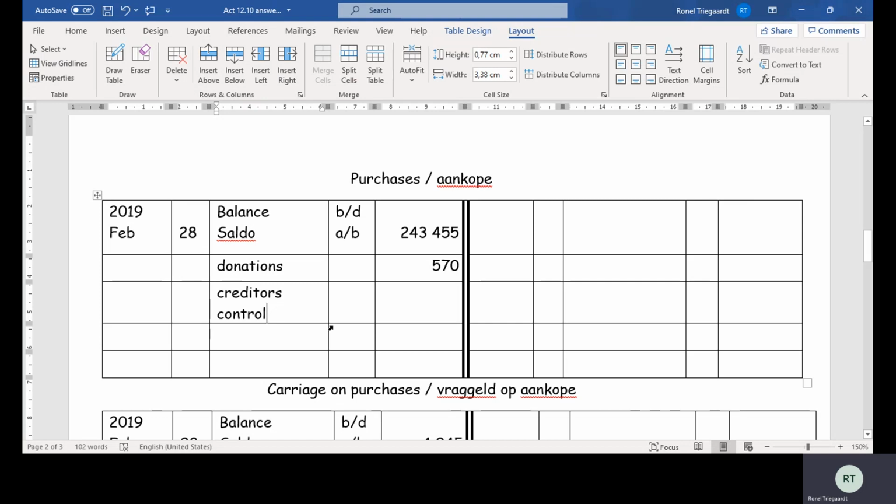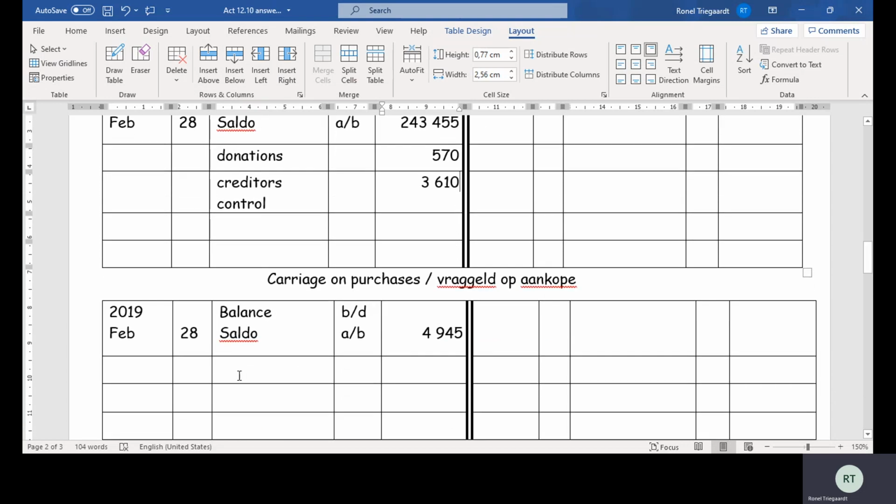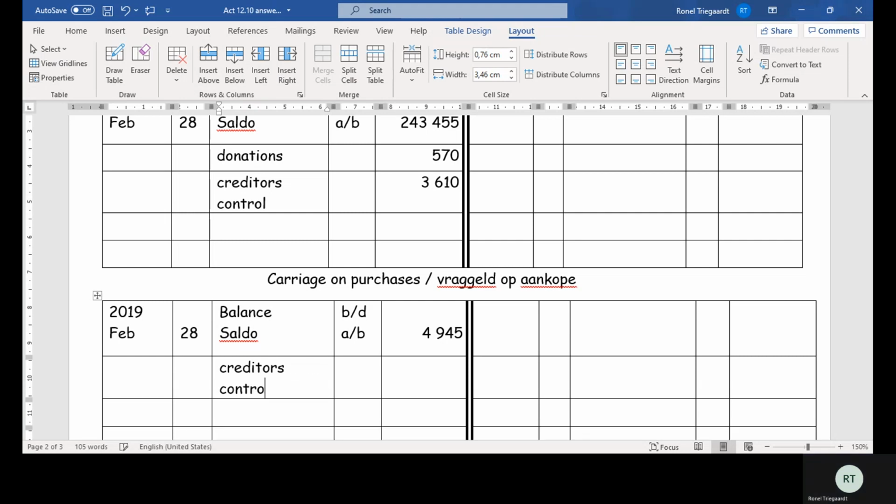And the goods we purchased was 3610. And the carriage on purchases must go to carriage on purchases. Also creditors control. And that amount was 390. Are you okay with that? Are you fine with this? Is there anyone who has a problem with that entry? Right. Are you okay? All of you?